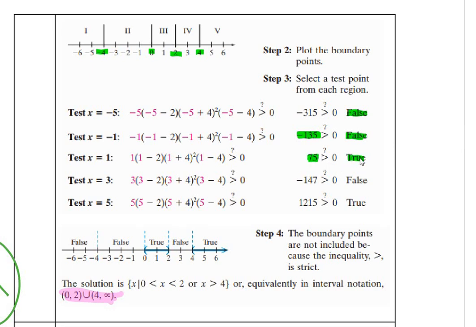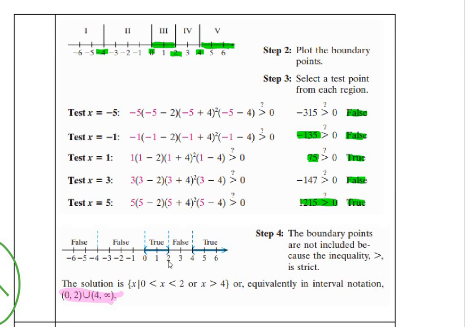Well, that is true. So my third region is going to give solutions. When I go to x equals 3, in region 4, I see it's false again. And when I took 5 in region 5, I see that it is greater than 0, making it true again. So here is my next region that I will have true answers in.